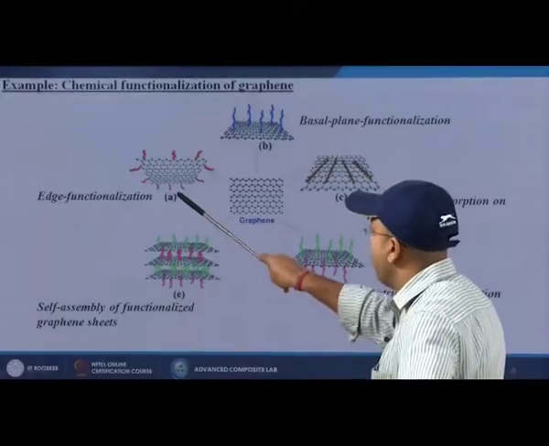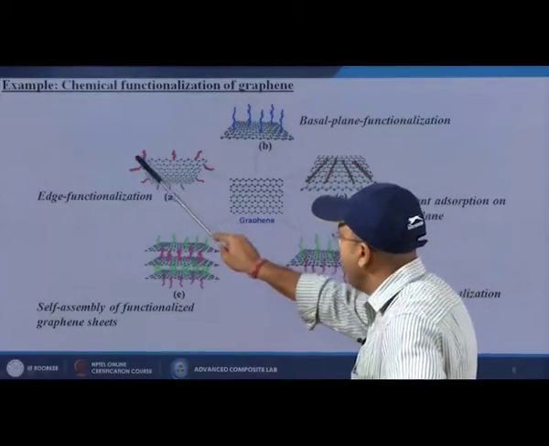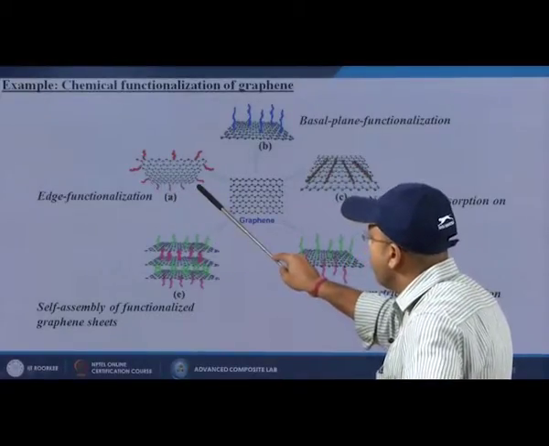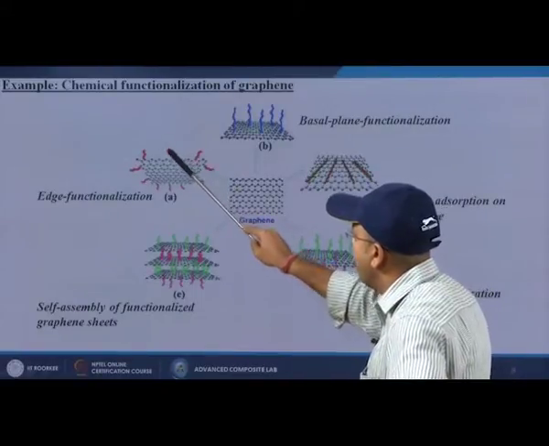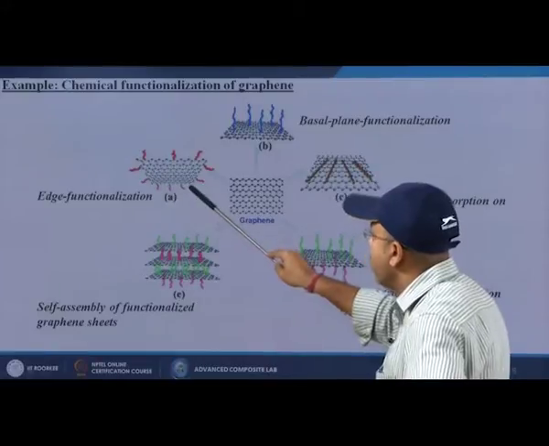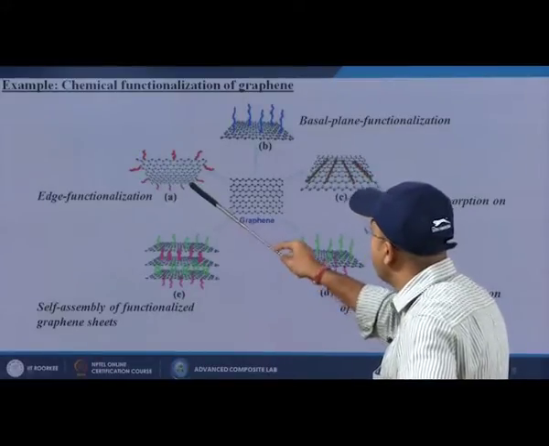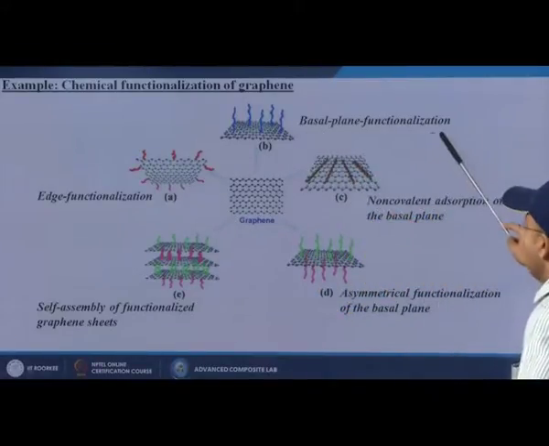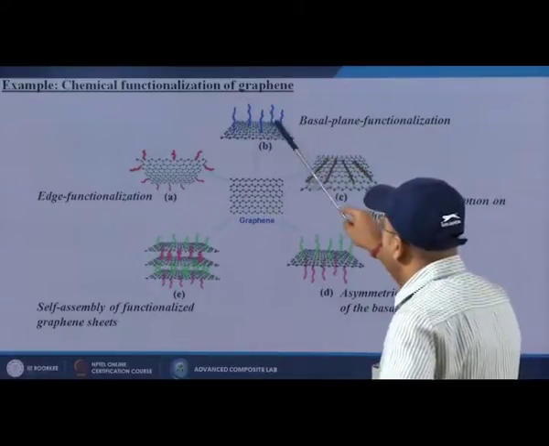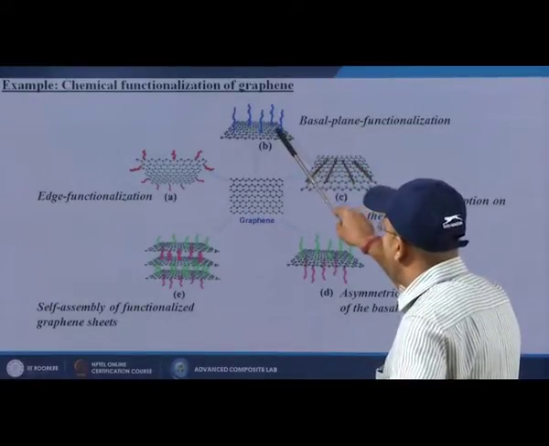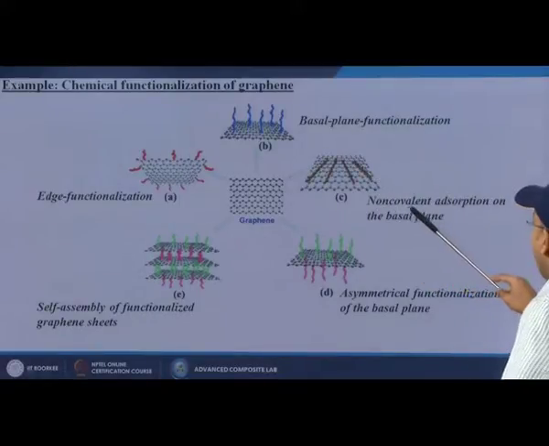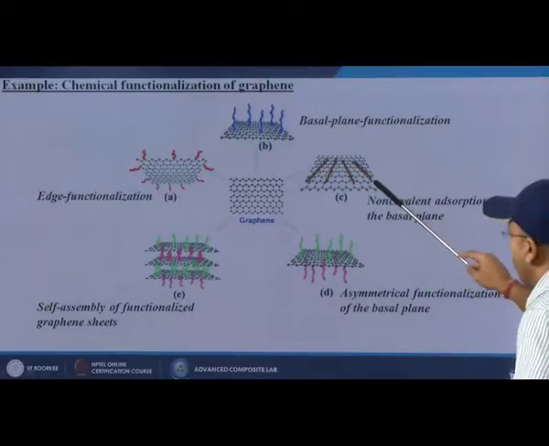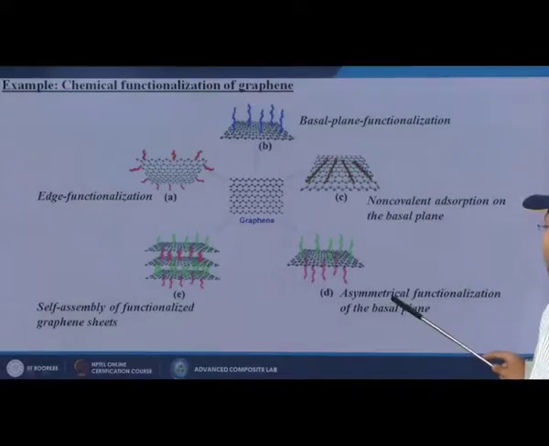So from this particular figure you can see that graphene is like a sheet, so it is a 2D material. Here we can attach some kind of functional groups at the edges of the graphene so that we can do the modifications. We can do some basal plane functionalizations, where the functional group attaches at the basal plane of that graphene sheet. Sometimes we are attaching some kind of non-covalent adsorptions on the basal plane, sometimes we can do some asymmetrical functionalizations of the basal plane.